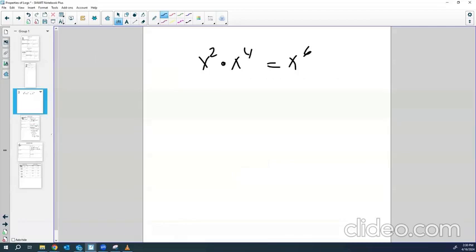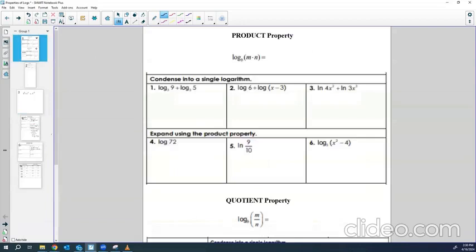That's very similar to logs. They have properties, and we're going to look at them. Log base b of m times n, when you expand this, is going to give you log base b of m plus log base b of n. So whenever you see a plus between two logs, you know that they were multiplying initially. Let's do some examples real quick.